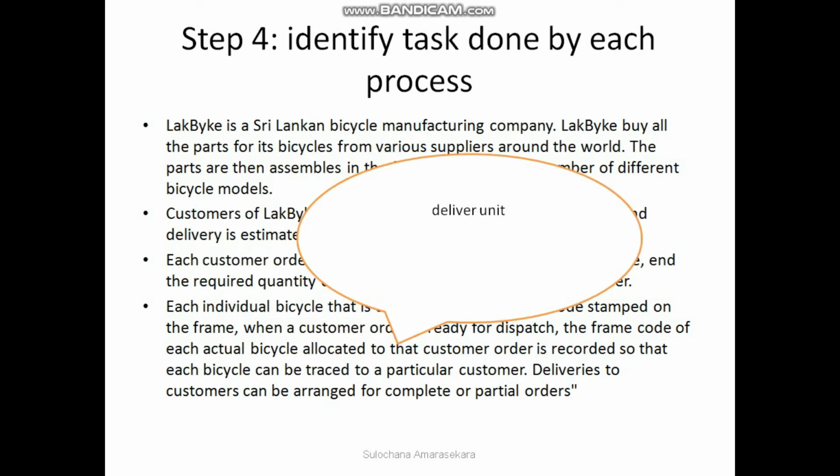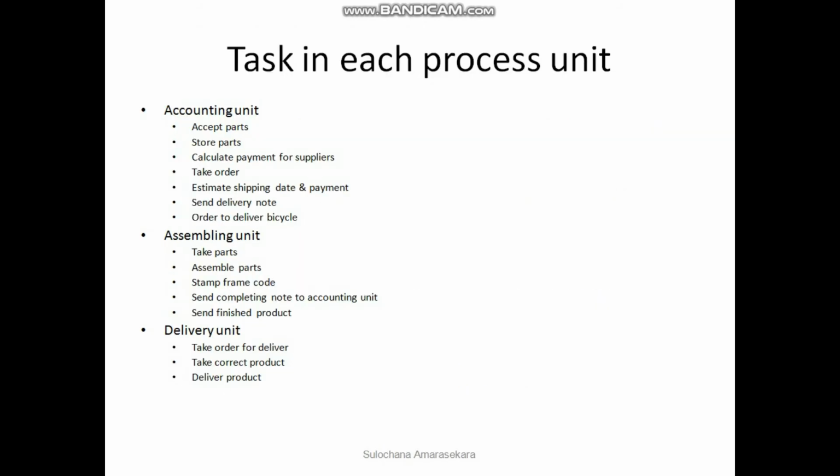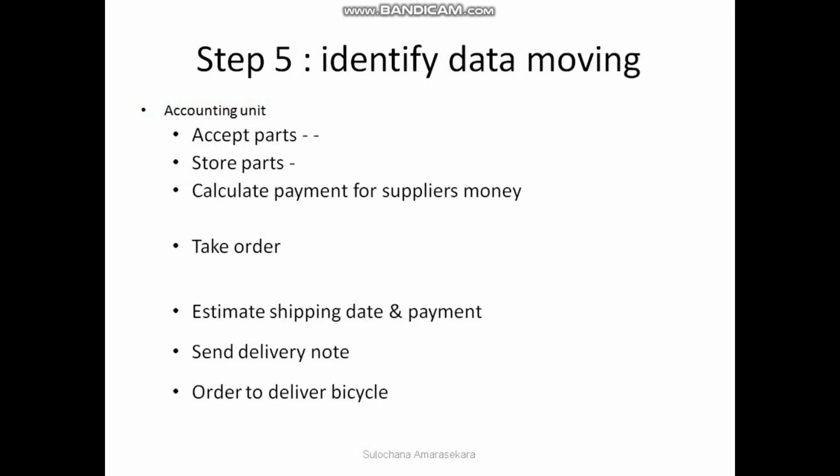Now I am going to consider the delivery unit. It takes the delivery order from the accounting unit, and according to the delivery order they select the correct product. After that they deliver the product. This summary contains direct SRS tasks and assumed tasks. As step 5, we are going to identify sharing items according to each task.